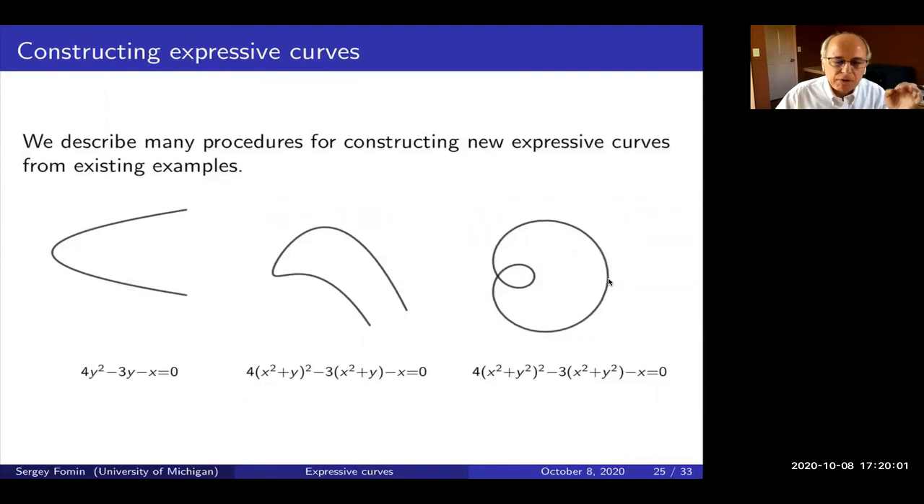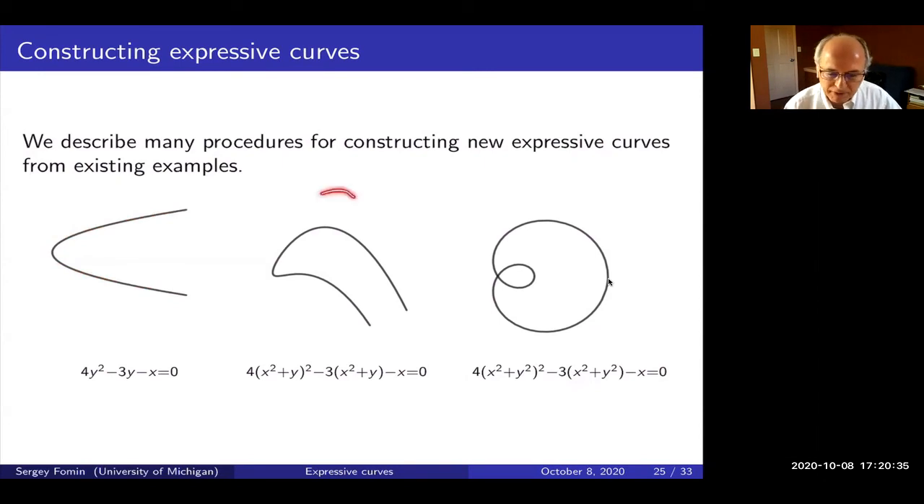So first of all, we develop many constructions that can be used to build new expressive curves from existing ones. Here is one example. We start with something which is obviously expressive, this parabola. It's really very easy to see that this is an expressive curve. And of course, a parabola is a polynomial curve, so it satisfies the criterion.